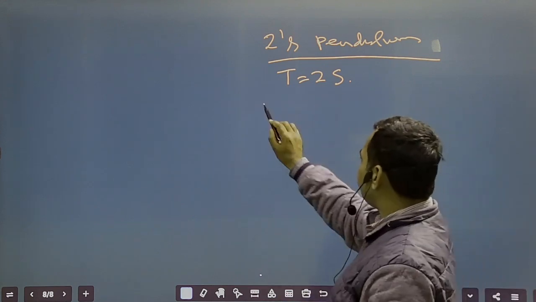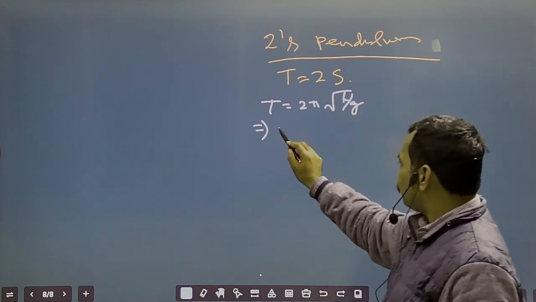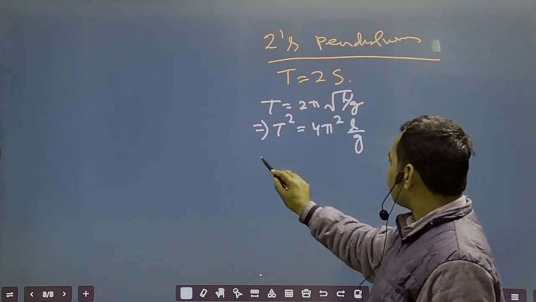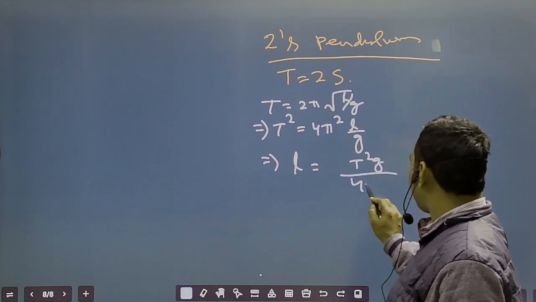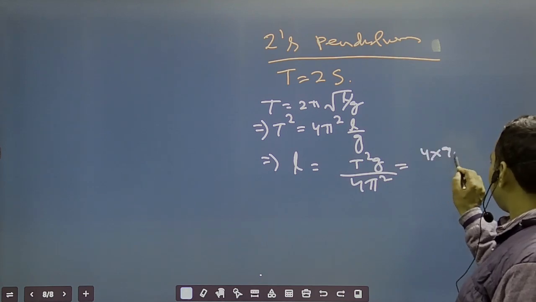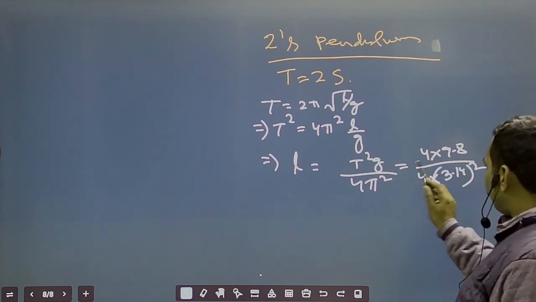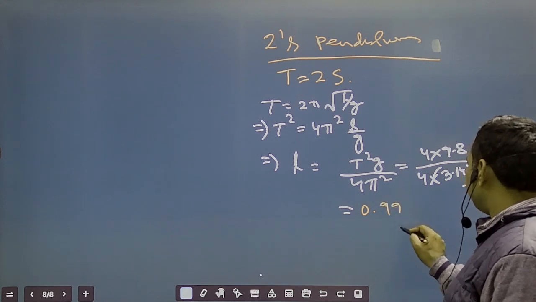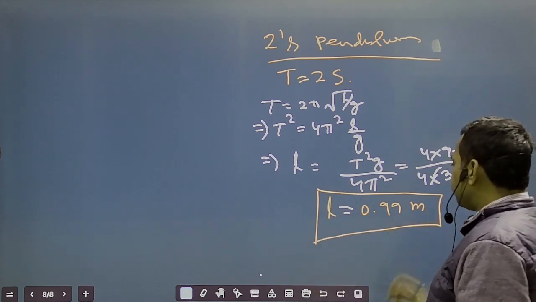So how to find out? We know T is equal to 2 pi square root of L by g. Now squaring both sides, we get T square is equal to 4 pi square L upon g. Here we need L, so L will be equal to T square g upon 4 pi square. Putting in the values, we get 4 into 9.8 upon 4 into 3.14 square. If you calculate, the value will come as 0.99, right? So the length of a second pendulum will be 0.99 meter.